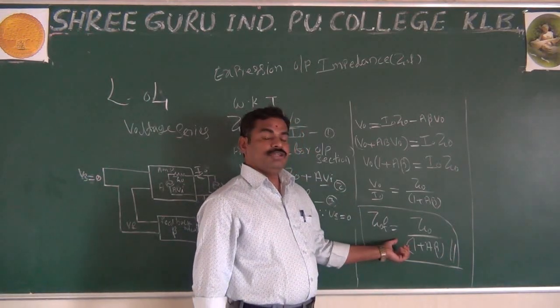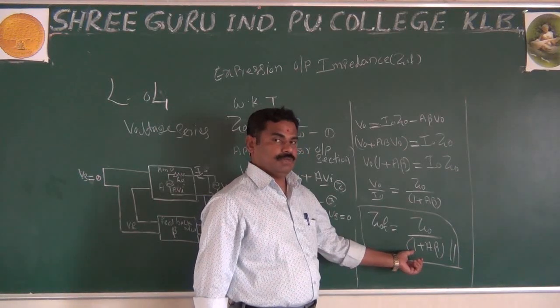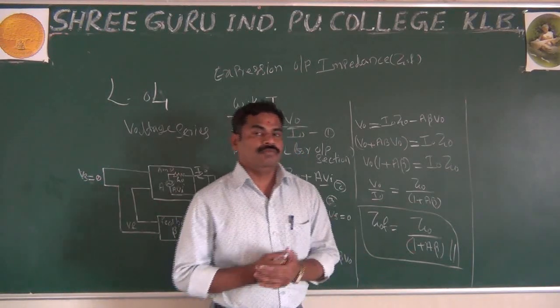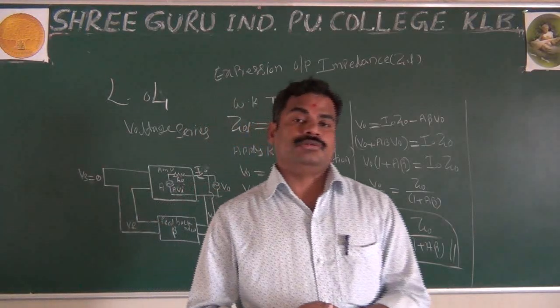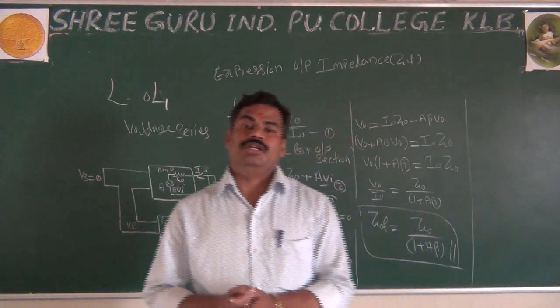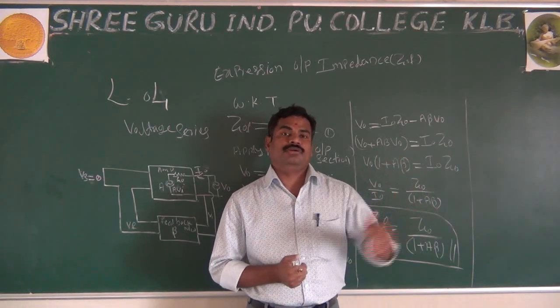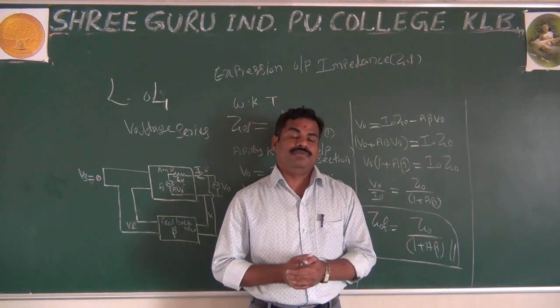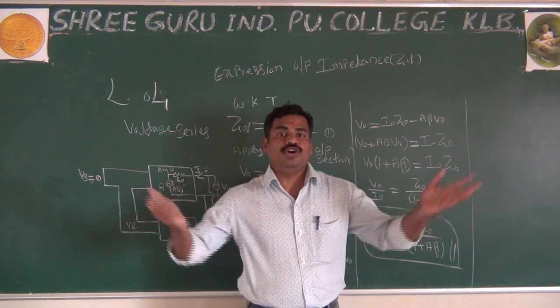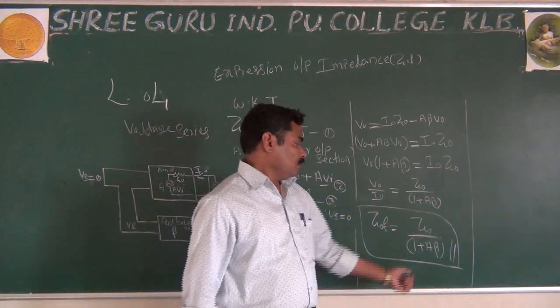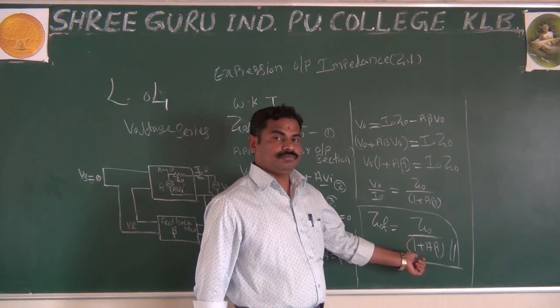The output impedance decreases by 1 plus A beta times. The most important thing in general is that we want very little output impedance. If we apply negative feedback, it will reduce the output impedance. And how much will it reduce the output impedance? That is 1 plus A beta times.